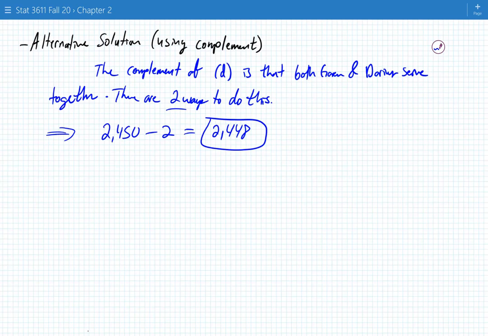Using the complement. There's nothing wrong with doing this in either way, but the strategy of counting the complement or counting the opposite is very useful, and sometimes it's a lot faster, provided you have a grasp on the total sample space, right?